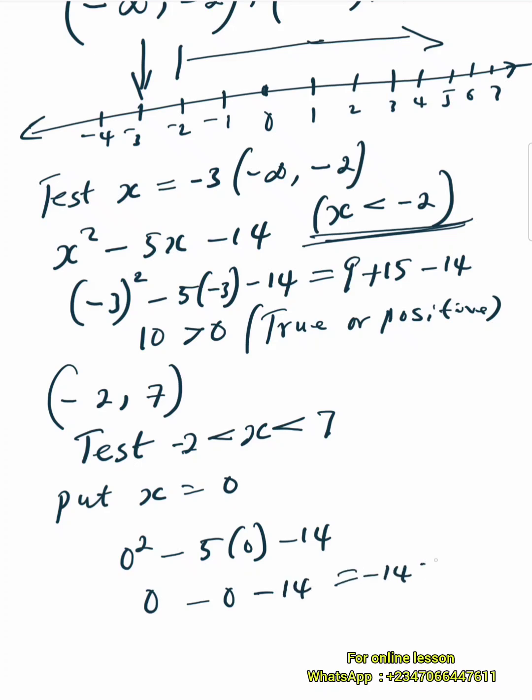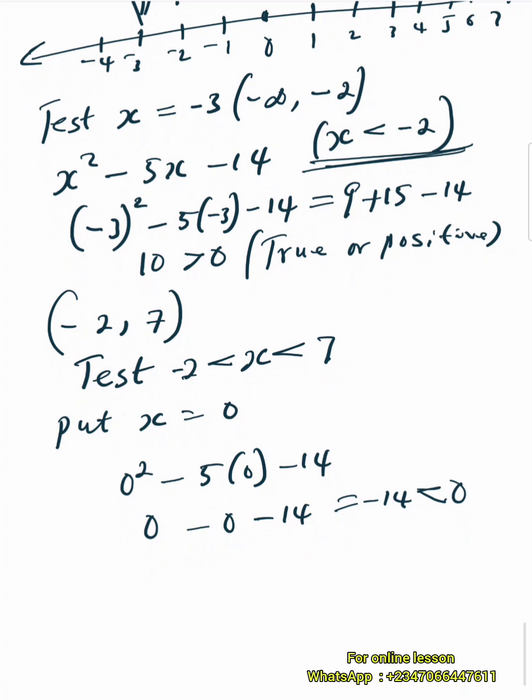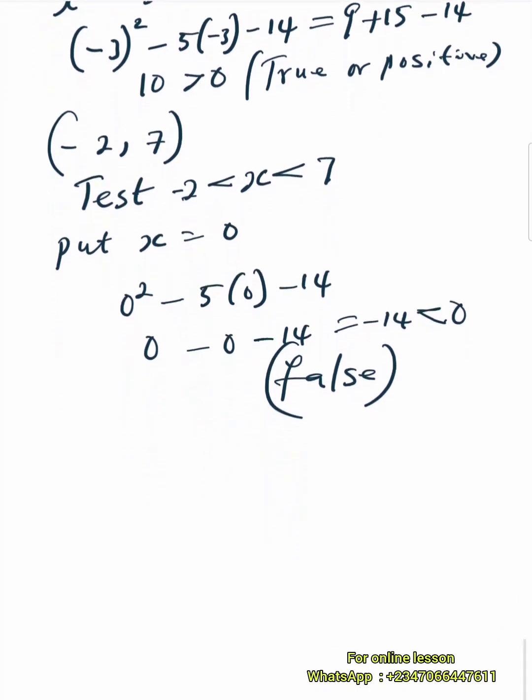Now it is not greater than 0. So this one is less than 0. So this is false, so we reject this. Now let's go to the last interval, where we have 7 and infinity. This means we are testing for x greater than 7.